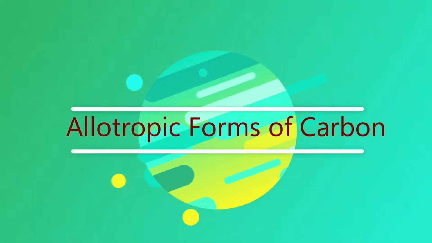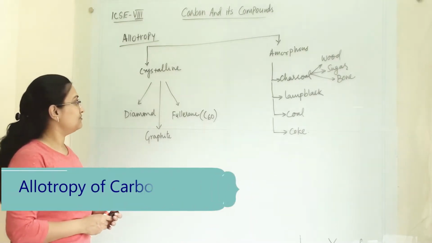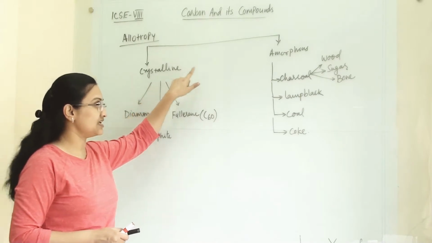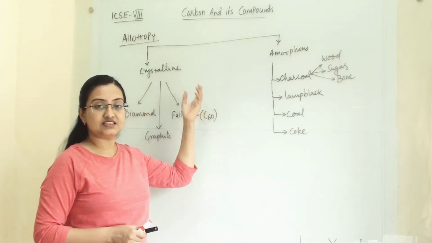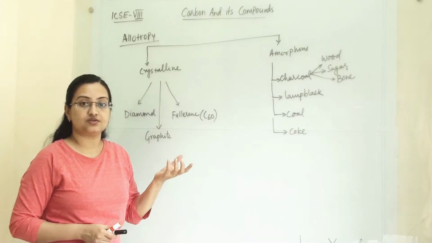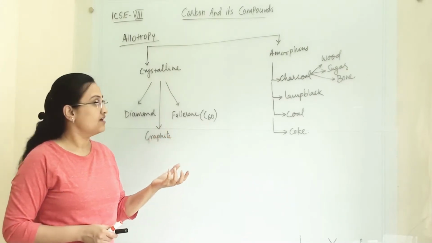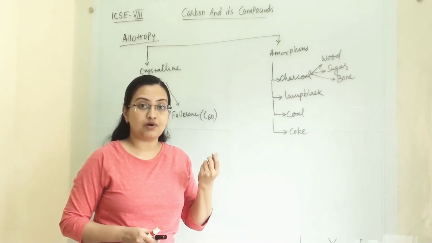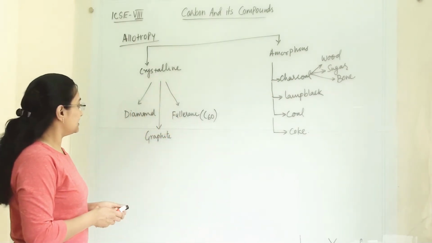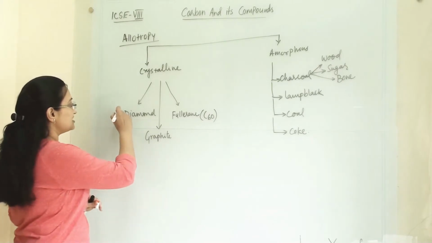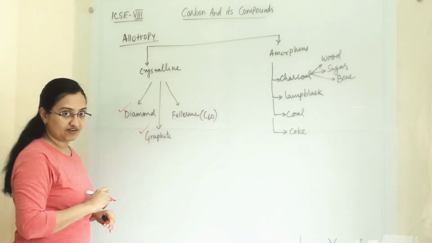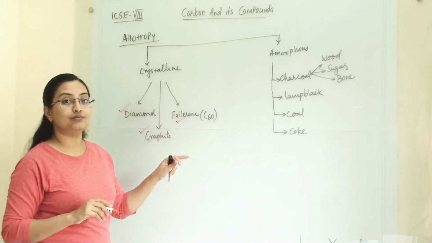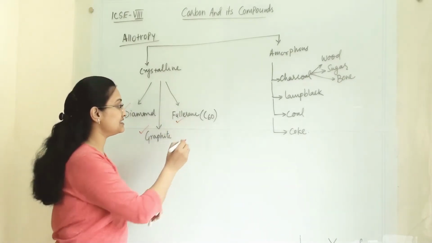Under allotropy of carbon, we are going to study two main forms of it, one is crystalline, the other is amorphous. Crystalline means the structure of a substance is crystal-like, whereas amorphous means the structure of a substance is powder-like. So in the crystalline structure, first is diamond, the other is graphite, and the third one is fullerene. It is also called buckminsterfullerene, and it is C60.